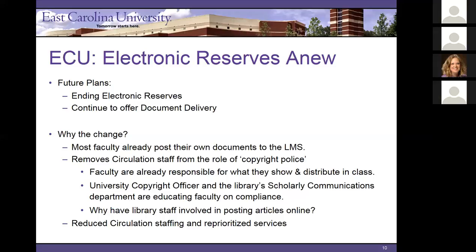So the change has also happened because we have lost a staff role in the department, and we have lost a lot of money for student employees in the department. And so we are looking at how to reprioritize what we do, and this was one thing that we thought perhaps we could let go of, was the electronic reserves. So that's where we're thinking of going with that.